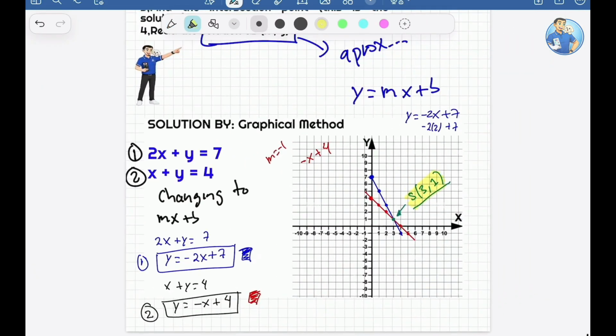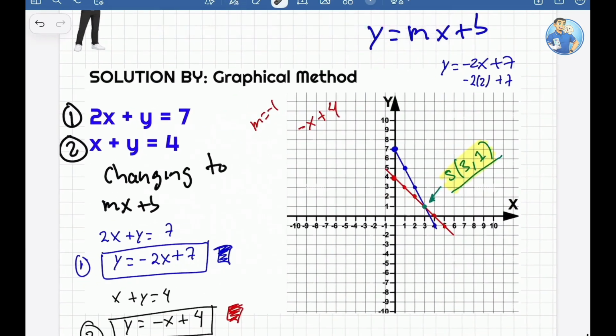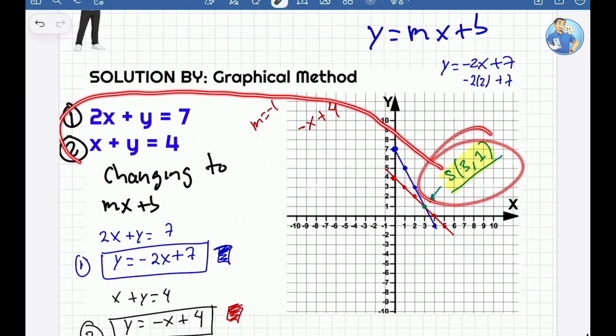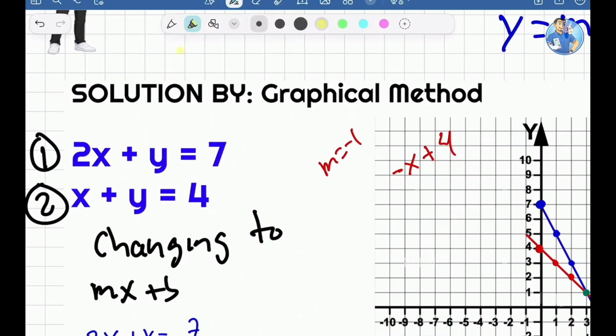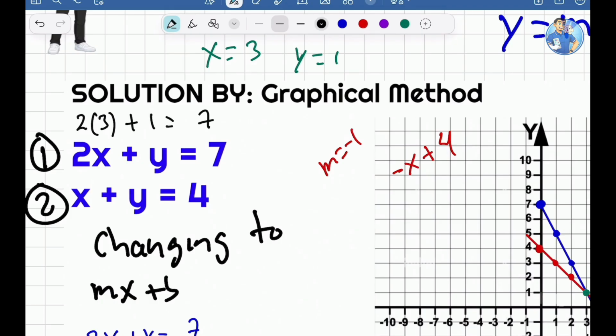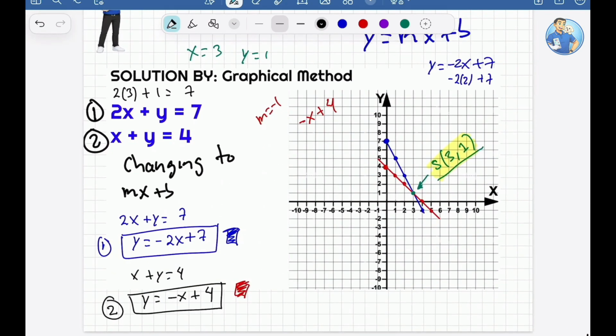You can take the solutions and use the original equations to verify. This is x equals 3, y equals 1. So 2 times 3 is 6, plus 1 is 7. Yes, it has to be 7. So our solutions are correct. This is the graphical method.